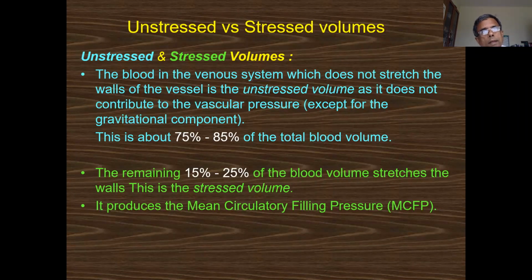When you think of the vascular system, think of two types of volumes, unstressed and stressed volumes. As I showed you the example of the tire, when you first start inflating the tire, there is no increase in pressure. This is equivalent to the unstressed volume in the cardiovascular system. It just fills the system without causing any rise in pressure. And after some time, the pressure starts increasing. That is the stressed volume, as the fluid starts distending the walls of its container. And this is where I would bring in the concept of a mean circulatory filling pressure.